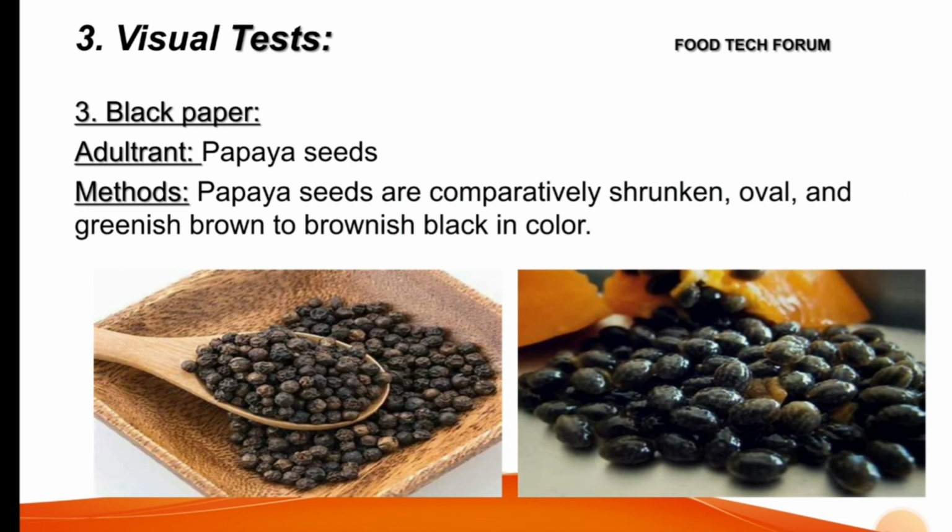So next one is black pepper. Papaya seeds are generally used as an adulterant in black pepper. Papaya seeds are comparatively shrunken, oval, and greenish brown to brownish black in color. So you can see the difference between them in these images. So that's how we can detect it.